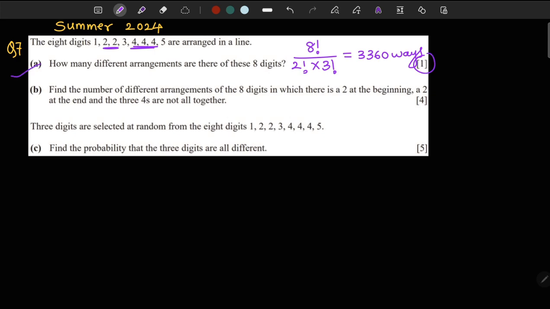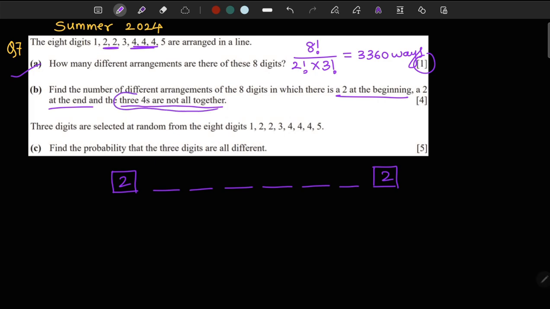Next one, find the number of different arrangements of the 8 digits in which there is a 2 at the beginning, a 2 at the end, and the three 4s are not all together. To do that, let's first make the 8 positions: 1, 2, 3, 4, 5, 6, 7, 8. They have given that a 2 should be at the beginning and a 2 at the end. So let's just fix them. Because we have fixed them, we don't have to consider any possibilities of putting them.